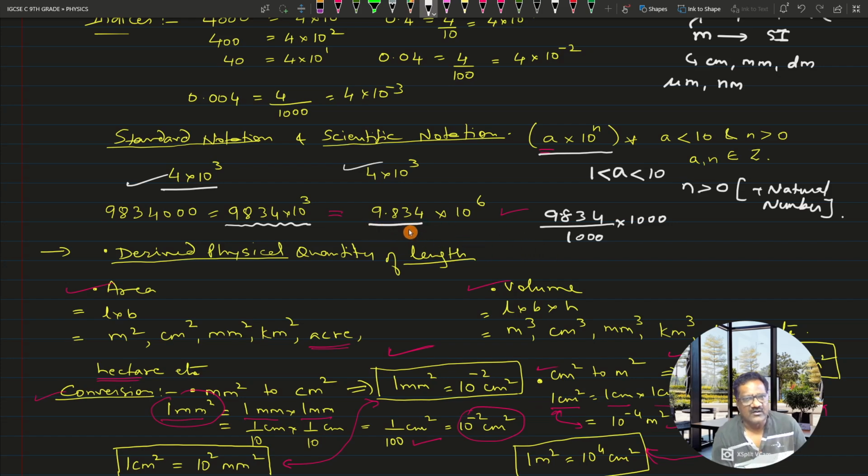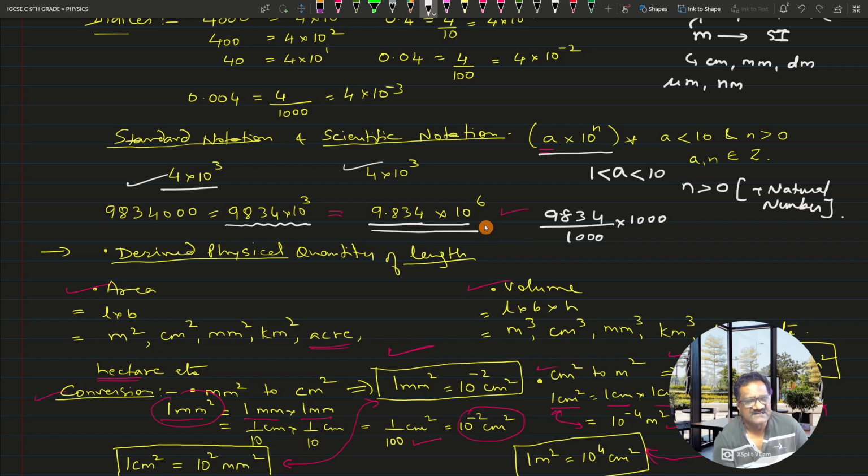Now this 9834 can be written as 9.834, but in doing so you are dividing by 1000, so you have to multiply also by 1000. So when you divide by 1000, that denominator 1000 is used in bringing this decimal point over here, that is after 9. Okay, so 9.834 is done. But this 10 raised to 3, you will have to multiply another 10 raised to 3. So that will make 10 raised to 3 into 10 raised to 3, which is 10 raised to 6. So in scientific notation your number becomes 9.834 into 10 raised to 6.